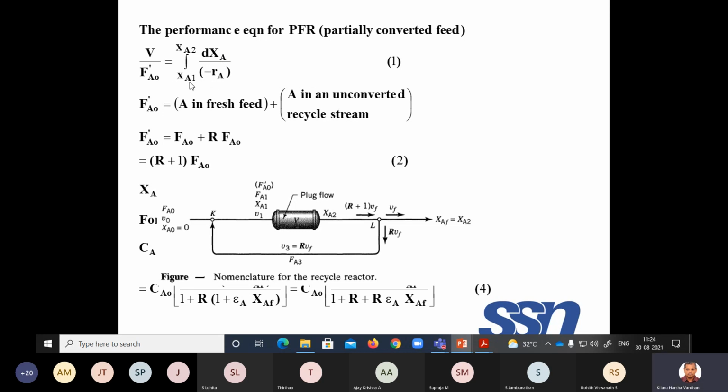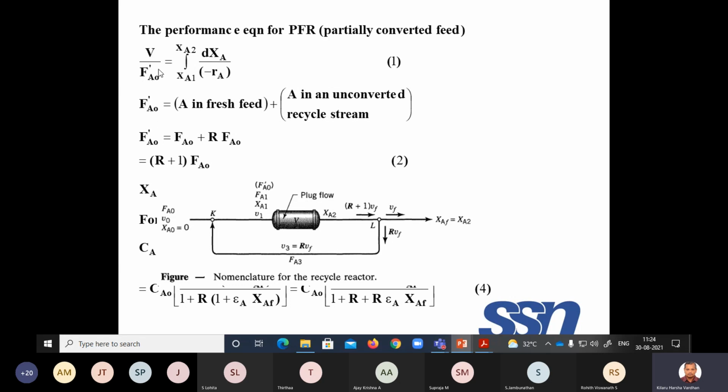But what is XA1? This is the biggest thing. How do you calculate this XA1? This is unknown. We don't know how much is being converted and coming in there, and we don't know what Fa naught dash is also. To solve this equation, these two are the unknowns, Fa naught dash and XA1. So we need to give these unknowns in terms of the known parameters. That is what we will be doing now.